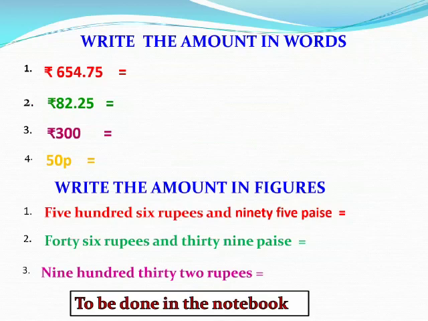Children, here is the homework for you. The question is, write the amount in words. First question, rupees 654.75. Write this amount in words. How to write in words? It is written as 654 rupees and 75 paise. Next question is rupees 82.25, to be written as 82 rupees and 25 paise. Next, only rupees 300, that is in words we can write as 300 rupees. Next, 50 paise. So write 50 paise, that is in words.